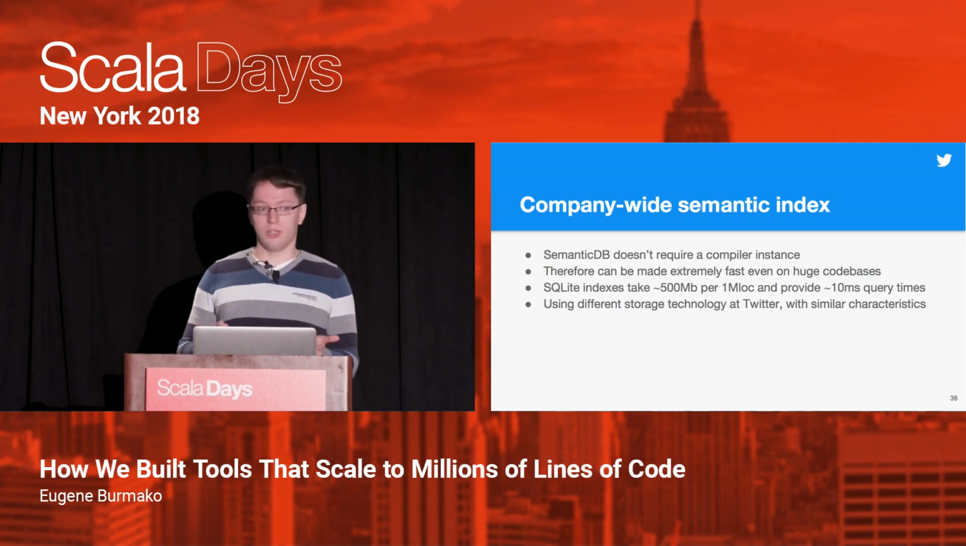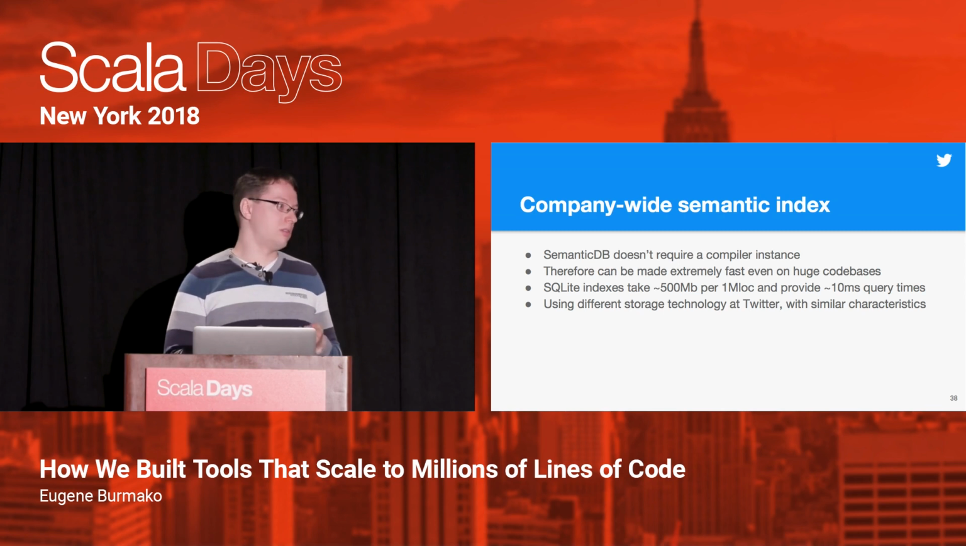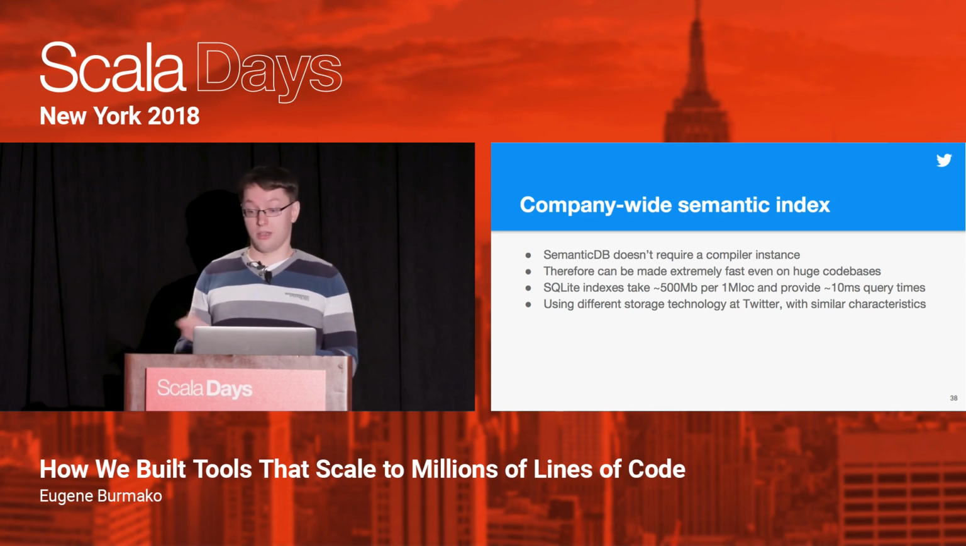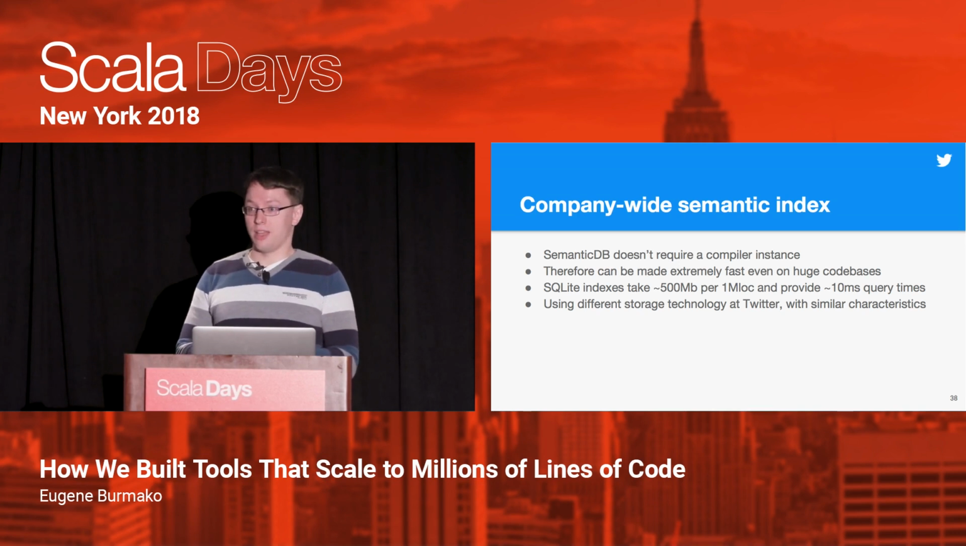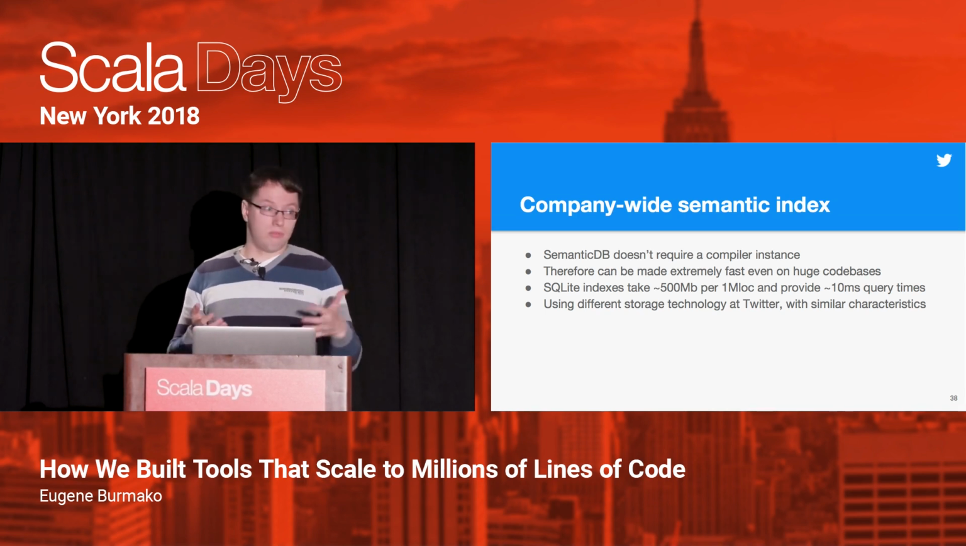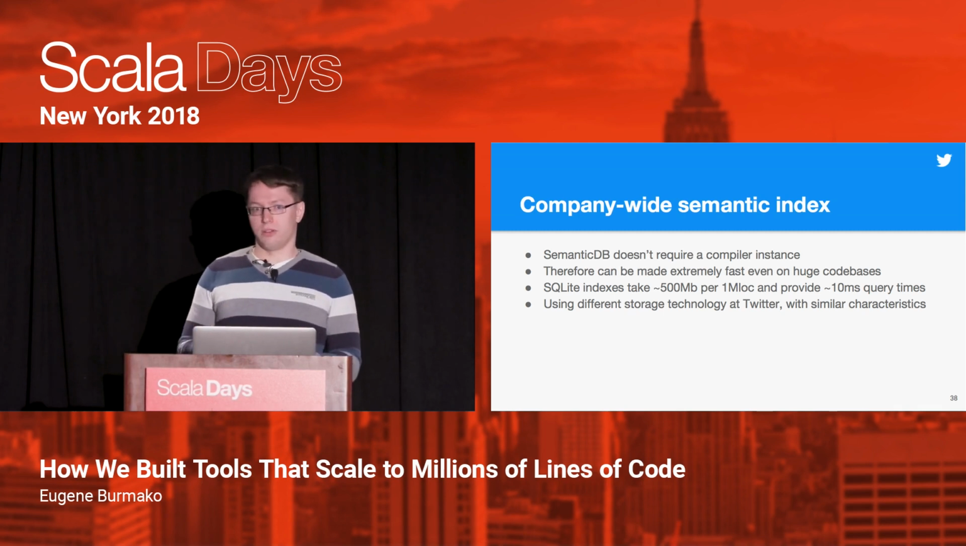So just to normalize the results of the experiments that we did on open source code bases, like the community build. For every million lines of code, you need approximately 500 megabytes in this SQLite format. And this includes the indexes, which means that queries like find all references and go to definition become instantaneous, basically. Well, when I'm talking SQLite, these are our open source experiments. Internally at Twitter, we were using a different storage technology, but with similar characteristics.